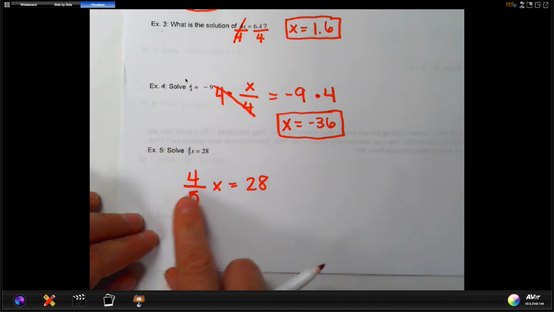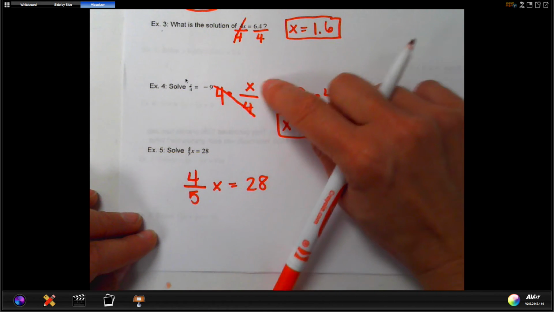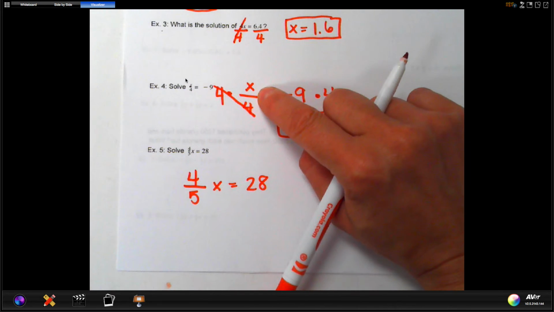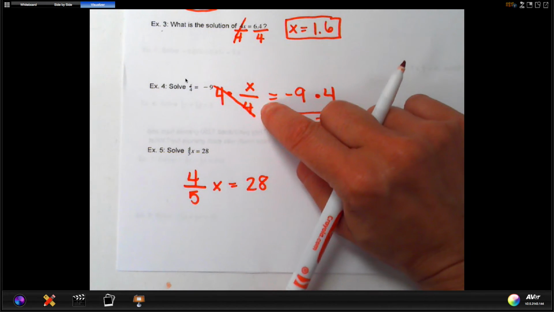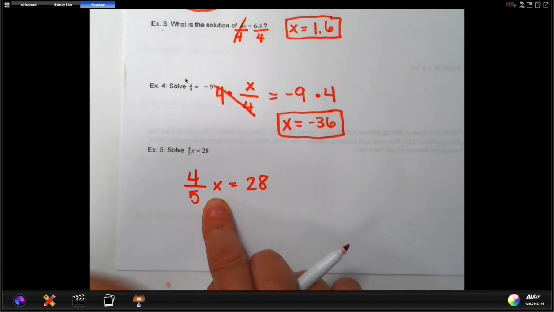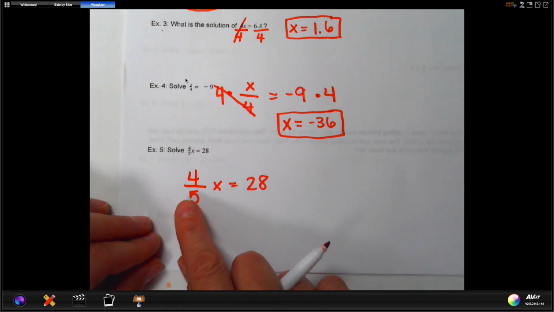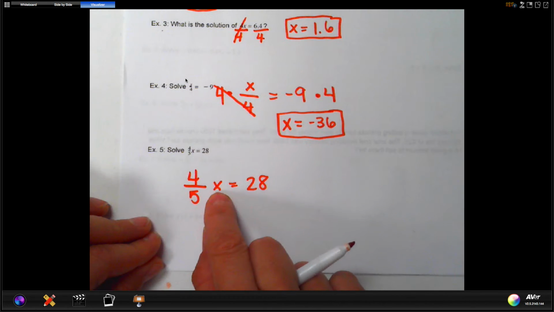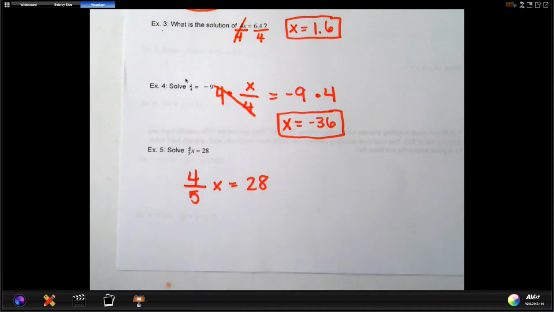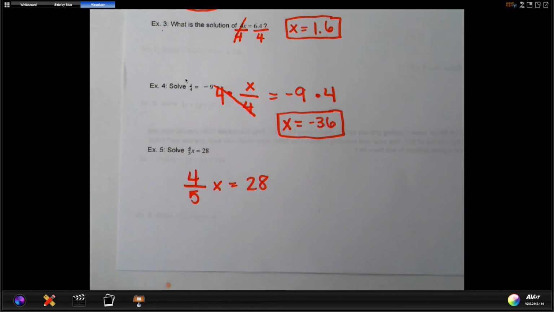Okay, so notice that up here, the x was in the fraction. It was x divided by 4. This one, the x is outside of the fraction. So it really means 4/5 times x. So to undo a fraction that's next to your x, what we do is multiply by the reciprocal.